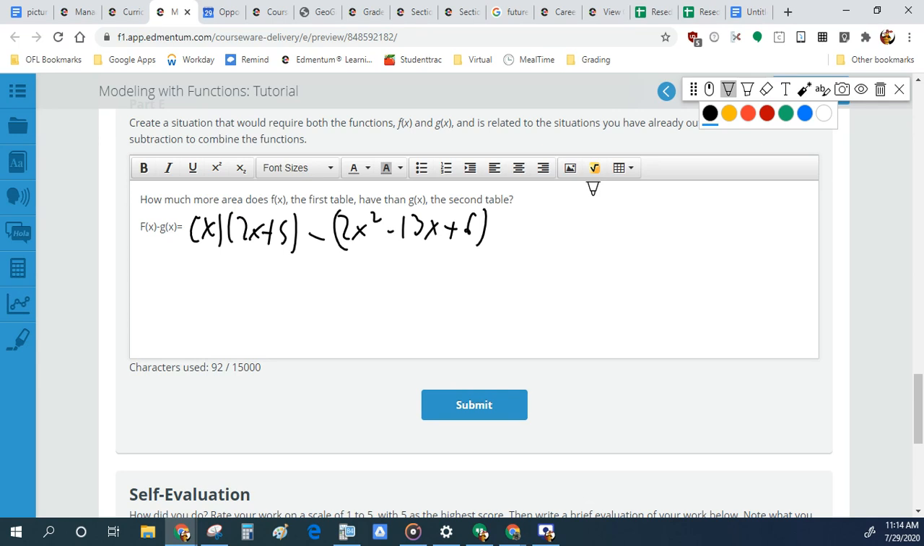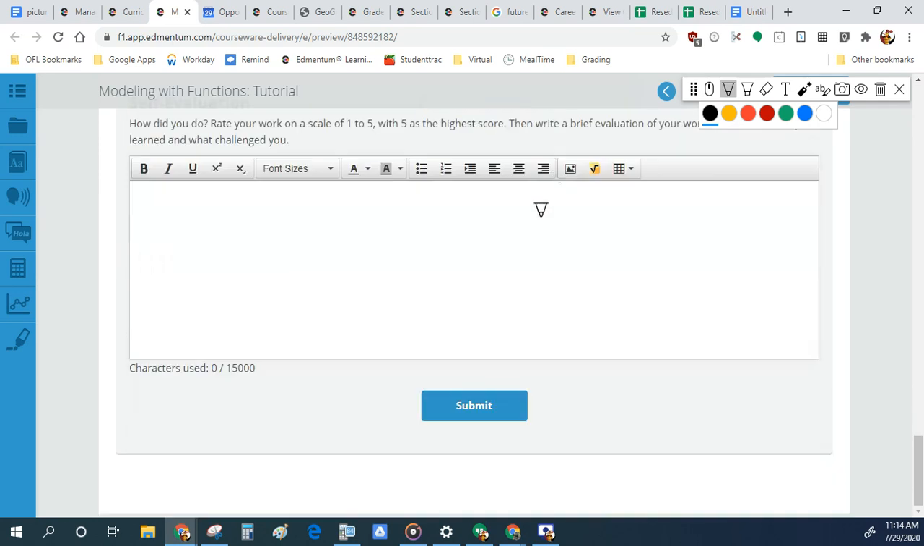So that's how you would write this down. It doesn't ask you to solve, so you would just leave it like this. Does that make sense? Yeah. Okay, cool.